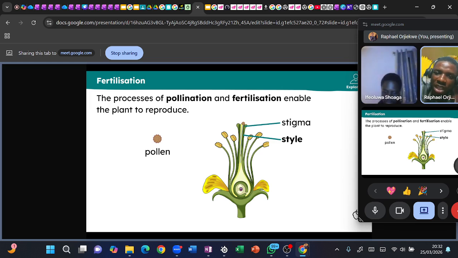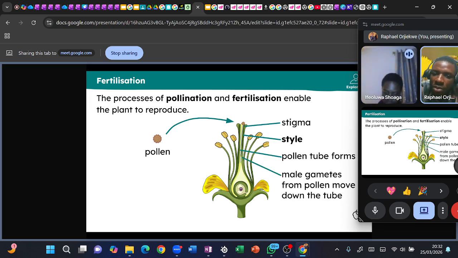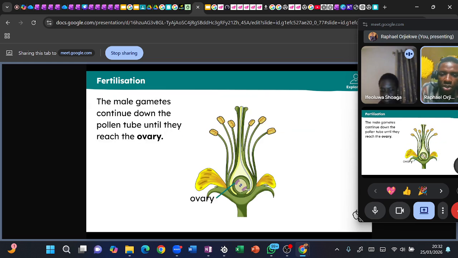Processes of pollination and fertilization enable the plant to reproduce, and a pollen tube forms. You see how they're now forming, and it's going to break out of the flower. That's the beautiful thing of it. It's going to break out of the flower, so the flower will end up withering when they reproduce. So the male gametes inside the ovary mix with the ovum, and there's the pollen tube.